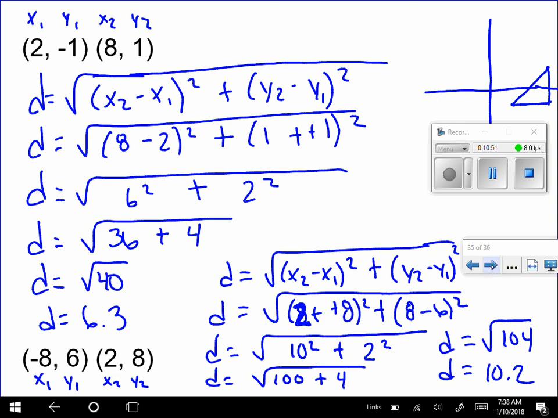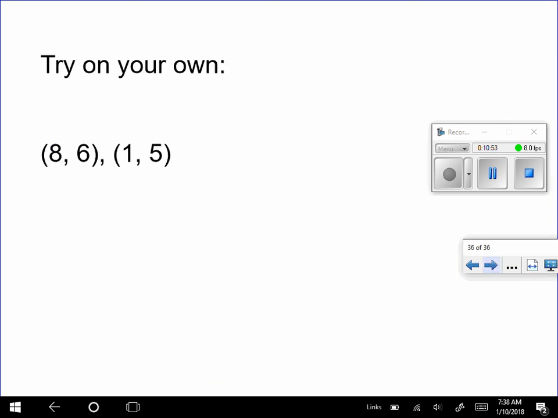All right, make sure you've written down all those examples. This is the one I want you to try on your own and show me when you are done. I want to see the work. I want to see all the steps. I want to see the formula. So make sure you write it all out.